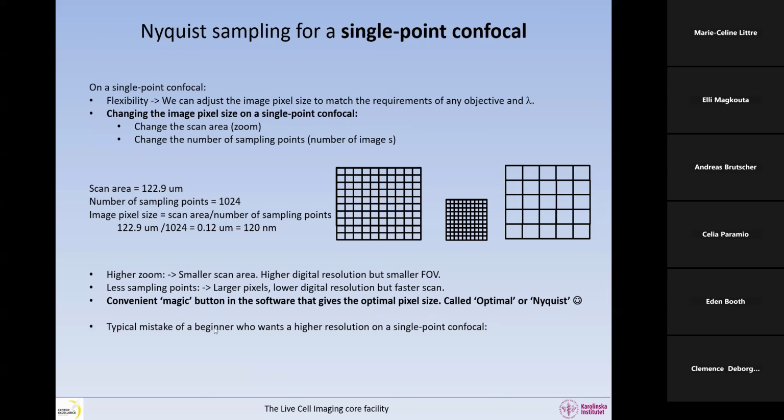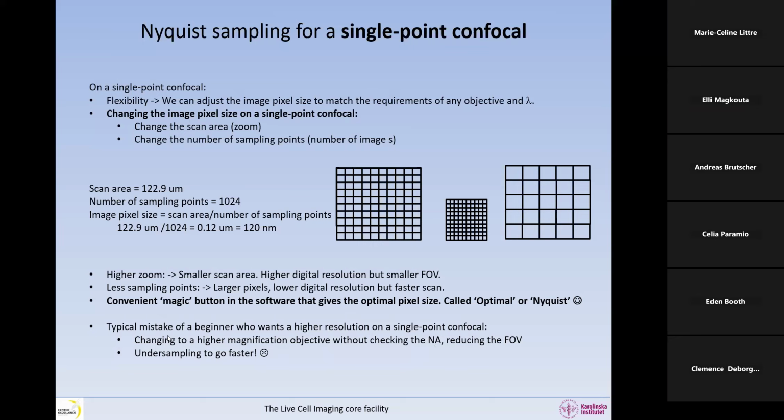So the typical mistake of a microscopy beginner who wants a higher resolution on a single point confocal is to change to a higher magnification objective without checking the numerical aperture. And you know that what matters is not the magnification, it's the numerical aperture. And therefore, they are reducing their field of view. I want more resolution, I want to use the 100x. That is so typical of a beginner.